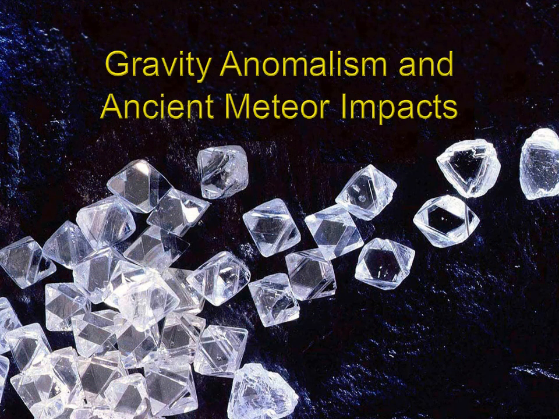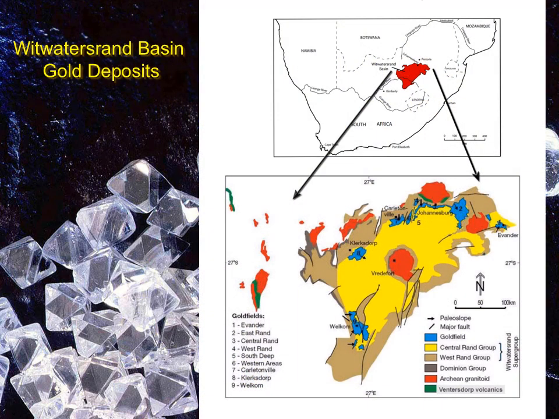Gravity anomalism and ancient meteor impacts. It was shown previously that the major gold deposits in the Witwatersrand Basin occur along the outer edge, the circumference, of an ancient meteor impact. We will be showing that diamond deposits also occur along the circumference, the outer edge, of ancient meteor impacts.